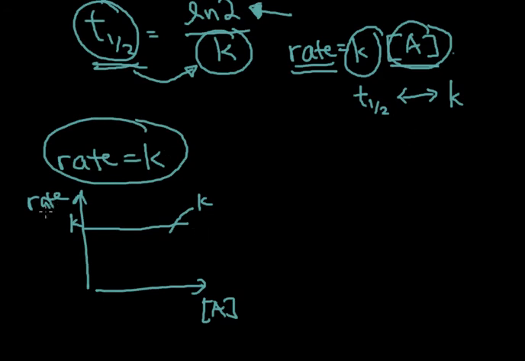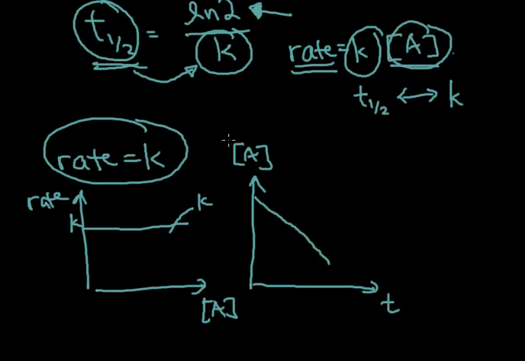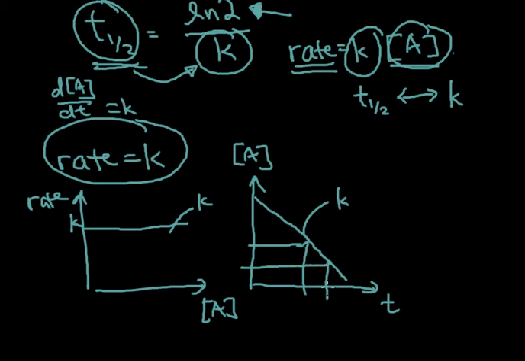So if the rate, or dA over dt, is a constant, and we know that the gradient of an A against t graph is dA over dt, then the gradient has to be a constant. So this gradient is given by k, because dA over dt is the rate. And also we note that half-life is not constant, because it's quite obvious that it's not constant. This is half of this, because it's a straight line graph.